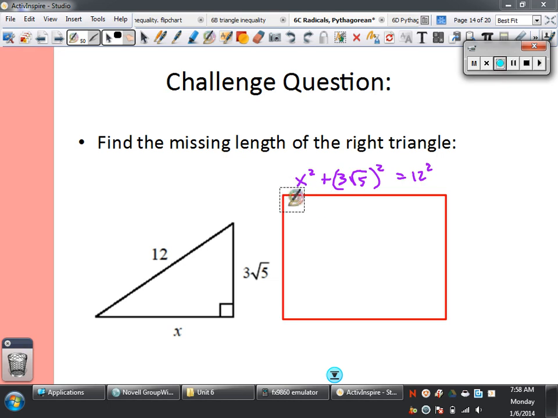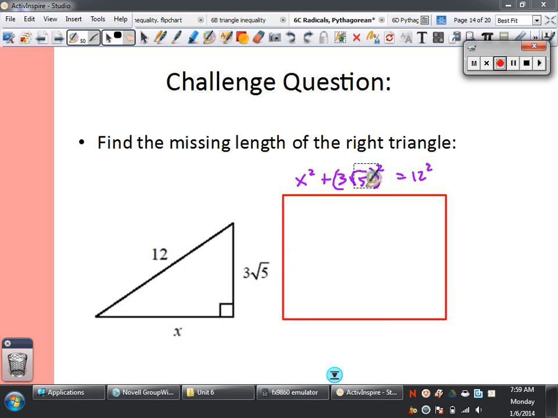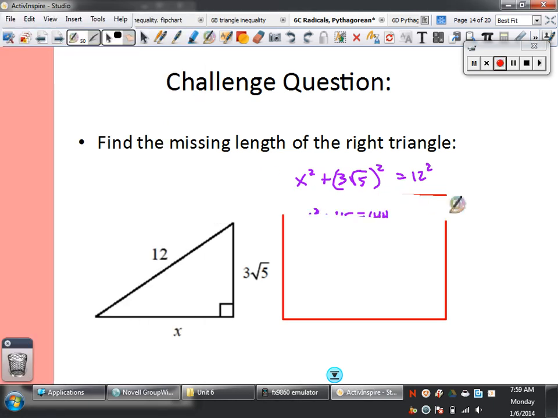Okay, so let's take a look at what you've done. 3 times the square root of 5 squared is probably the hardest part about this. The nice thing is that for those of you that have a graphing calculator and know how to use it, or if you know how to do the math, 3 squared is 9, square root of 5 squared is 5, so 9 times 5 is 45. If you're not sure of that, you can put it in your calculator, use parentheses when you put it in, and you get 45. So then I have x squared plus 45 equals 144.